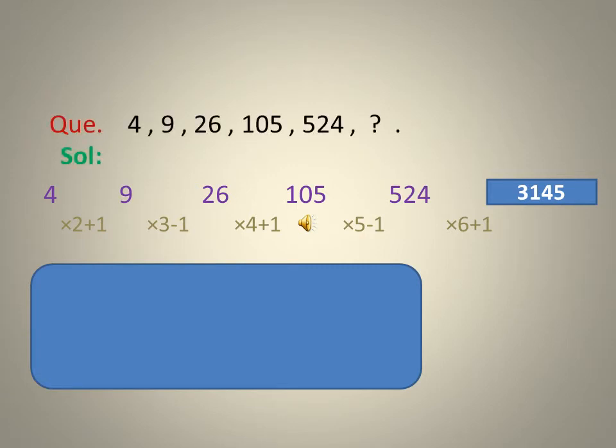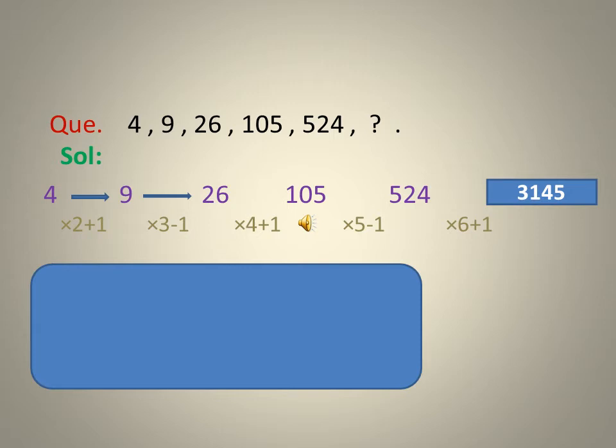Solution. 4 multiplied by 2 plus 1 we get 9. 9 multiplied by 3 minus 1 we get 26. Here plus 1 and minus 1. Same, 26 multiplied by 4 plus 1 we get 105. First plus 1, minus 1, then again plus 1. So 105 multiplied by 5 minus 1 we get 524. Here minus 1 is used. Now the next number is 524 multiplied by 6 plus 1. You get the answer 3145.